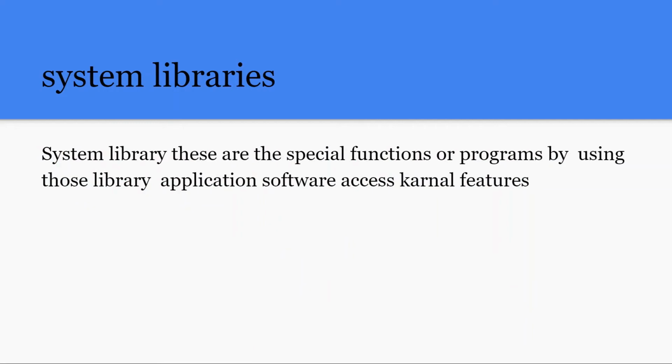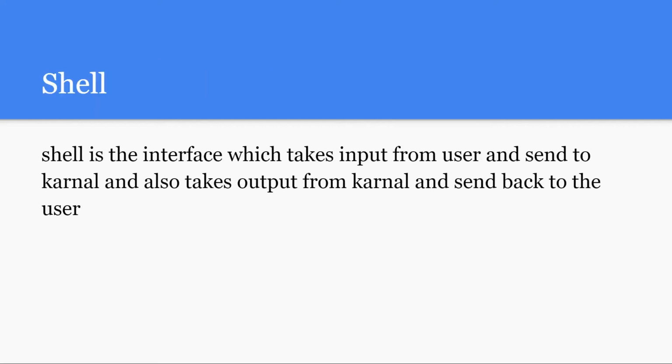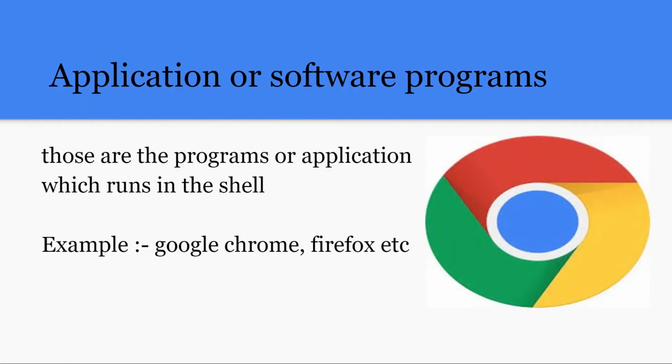System libraries. System libraries are special functions or programs. By using those libraries, application software accesses kernel features. Shell. Shell is an interface which takes input from the user and sends it to the kernel, and also takes output from the kernel and sends it back to the user. Application or software programs. Those are the programs or applications which run in the shell. That means whatever program or script runs on the shell is known as software or an application. For example, Google Chrome, Firefox, and many more.